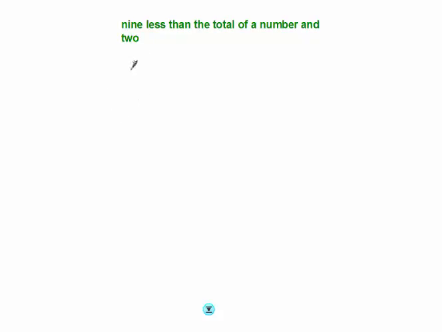So we'll just dig right into this one. And our phrase is 9 less than the total of a number and 2. The main thing you have to do is really think about the order of a sentence is not necessarily the order or way that a mathematical expression is written.